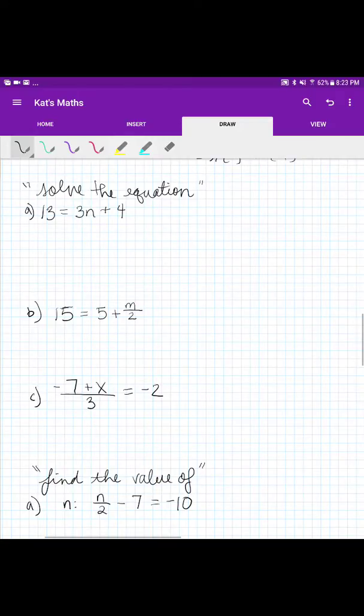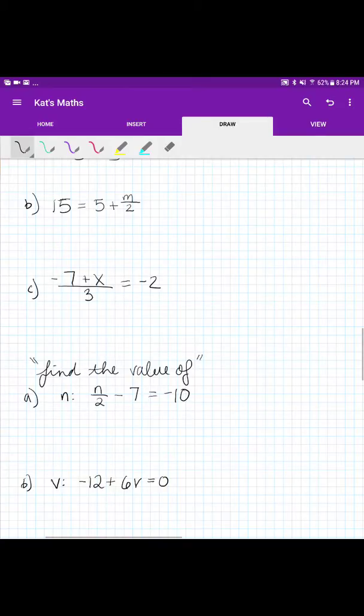Now we're going to solve some equations. So I have 13 equals 3n plus 4. The first thing I'm going to do is get the n by itself, right? So I'm going to subtract 4 from both sides. End up with 9 equals 3n. Divide by the 3, so you get n alone. And that gives you n equals 3.